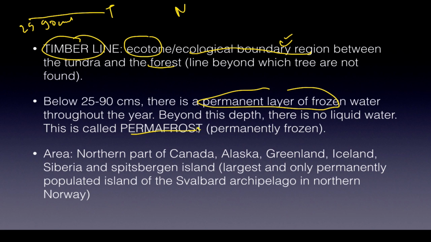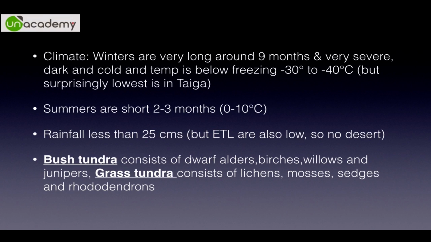So this is called permafrost. Since there is no liquid water beyond this layer, trees cannot grow. Absolutely, trees cannot grow. And these are the areas which I have already shown you. An important one is Spitsbergen Island, which is a part of the Svalbard archipelago in Norway.